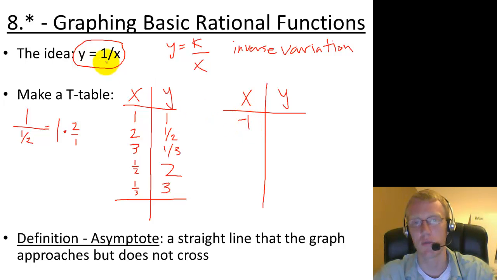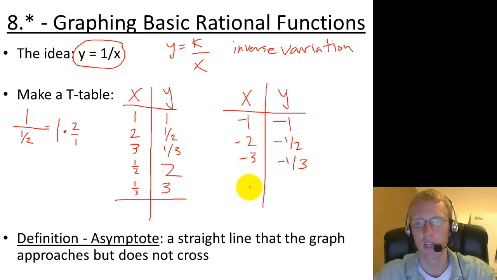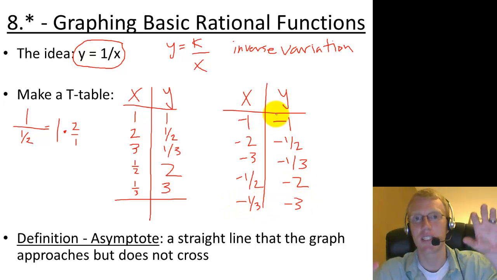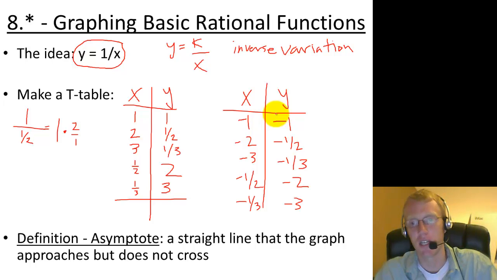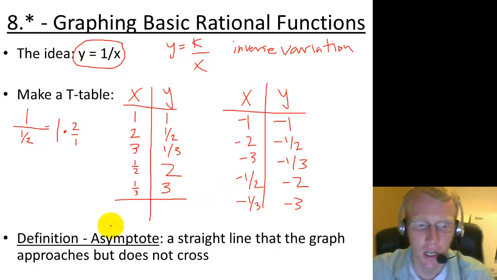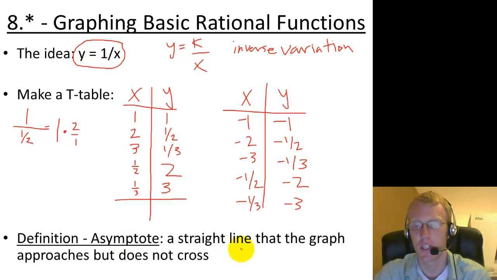So if x is -1, 1 divided by -1 is -1. If x is -2, 1 divided by -2 is -1/2. -3, -1/3. And you can finish this off, -1/2, -2, -1/3, -3. So there's an exact parallel on the negative side and the positive side. If the input is positive, the output is positive. If the input is negative, the output is negative. And you want to write down the definition of an asymptote here, and then when I draw the picture for this graph, I'll explain what it looks like.